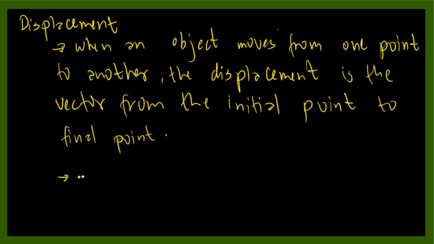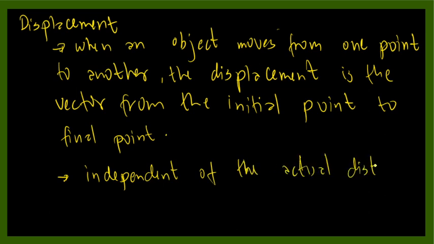So the displacement is independent of the actual distance traveled. With regards to the actual distance traveled, the displacement is just the vector from the initial point to the final point. So if you are going to graph that one, for example, we have a three-dimensional coordinate system here. We have x, this is our y, and this is our z. Okay, so if our first point is here, we'll call this point z.